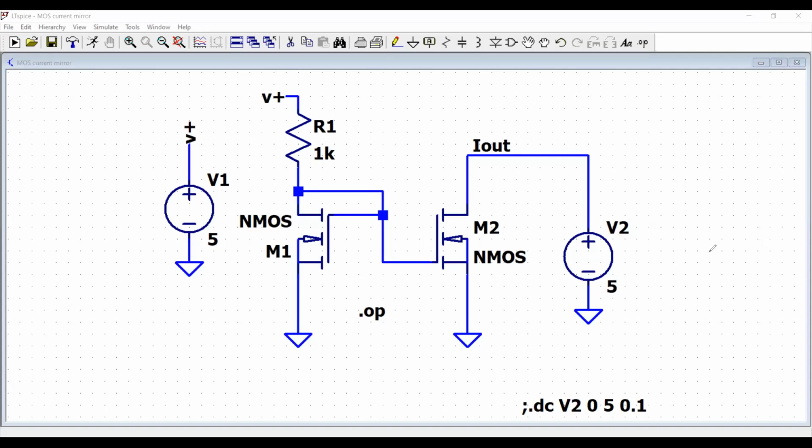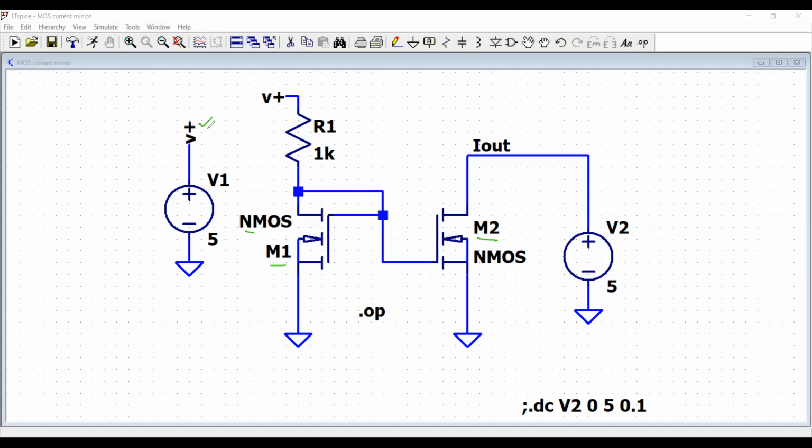Hello, so after having understood BJT based current mirror, let us have a look at MOSFET based current mirror. On your screen, I have two MOSFETs and both are of the type NMOS. It is called M1 and this MOSFET I am naming it as M2. Now look at the arrangement.